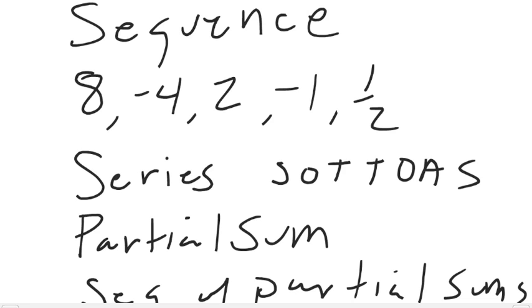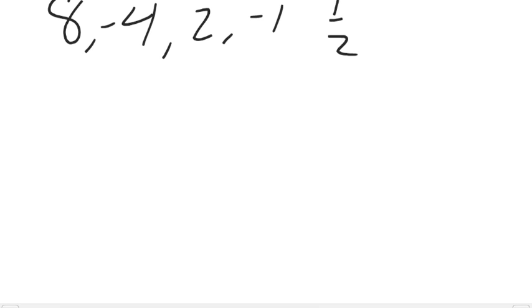We're going to start with a sequence. We create a series by adding up the terms. Partial sums are the first certain number of terms added together from the sequence. But we create a new sequence by generating each of the partial sums in turn. Now, what does that really mean? Well, let's write this thing down again. 8, -4, 2, -1, and 1/2.